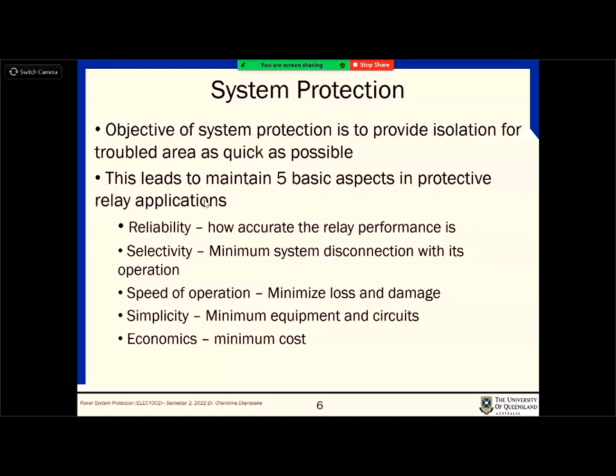So they cannot always foresee faults, but they can identify them during the fault. What they can do is minimize the impact of that fault on the equipment, line or system. When you are looking at relays, you have to look at 5 basic aspects. Because now you can't prevent it, the relay is going to minimize the damage. So when you design the relay, you have to look at these 5 aspects: reliability, selectivity, speed of operation, simplicity and economy. Those are the main 5 factors. I will go through them one by one.